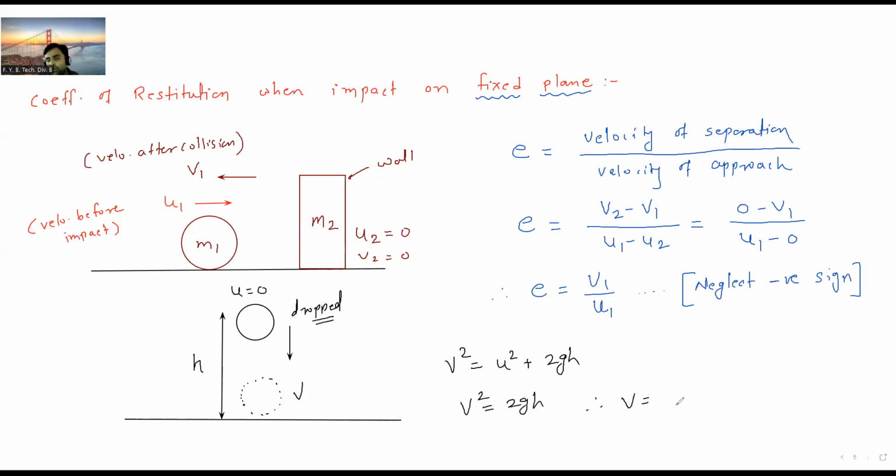Therefore v is equal to what? Under root 2gh. This is also a formula you can directly use. When an object is dropped from a certain height, the final velocity of the object before touching the ground, you can calculate by using this formula. Although you can directly use the equation, it is good to know the formula. v is equal to under root 2gh.